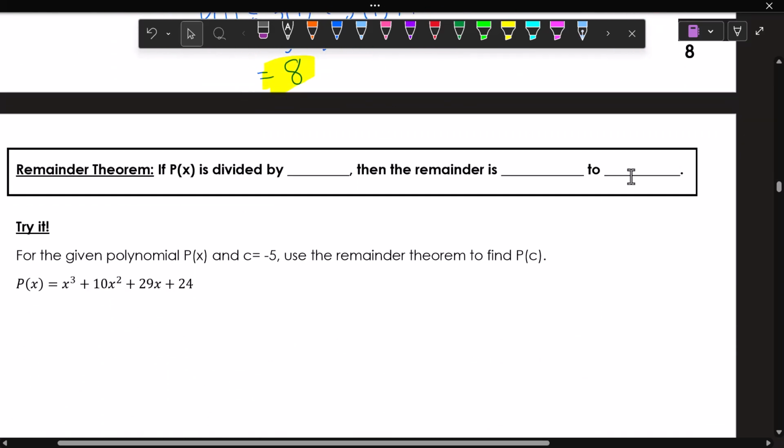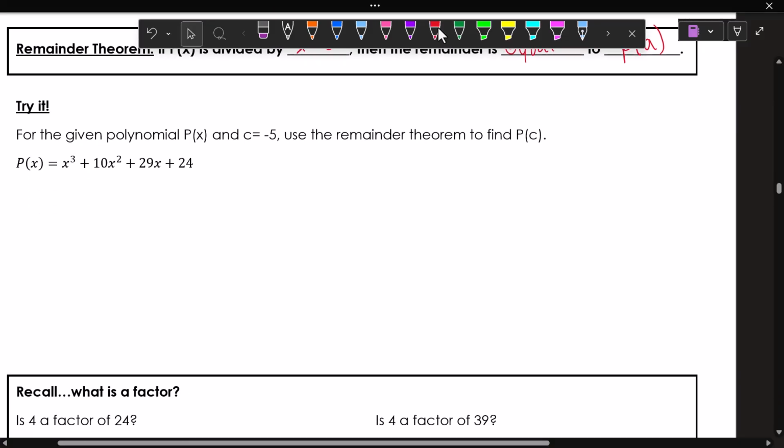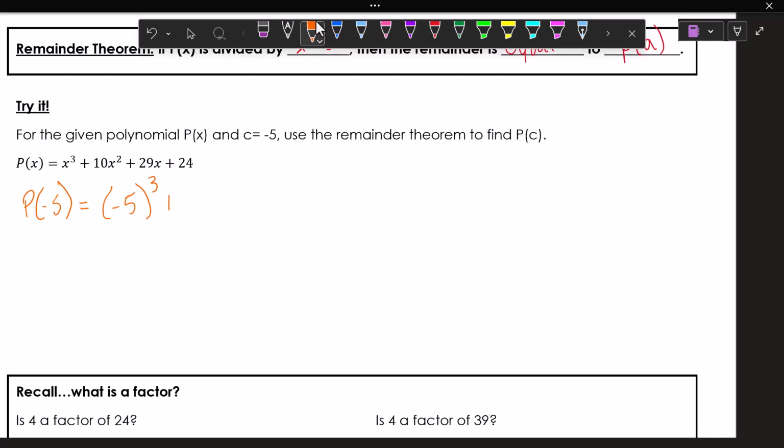Well, that gives us our remainder theorem. If p of x is divided by x minus a, then the remainder is equal to p of a. So we can plug it in and get the remainder as well. So given the polynomial p of x and c equals negative 5, so we'll do it the remainder theorem way. We got negative 5 cubed. Make sure you put these in parentheses when you substitute them in, especially when we have negatives.